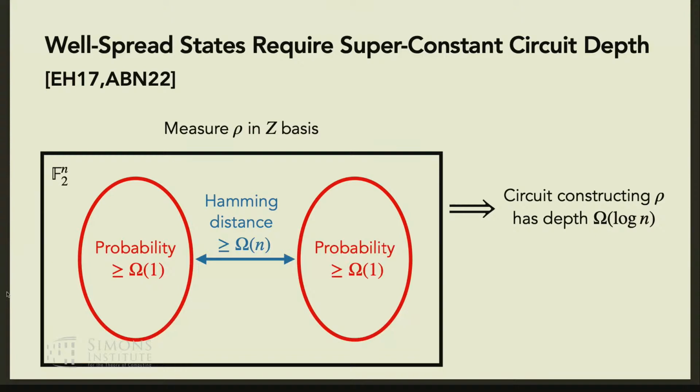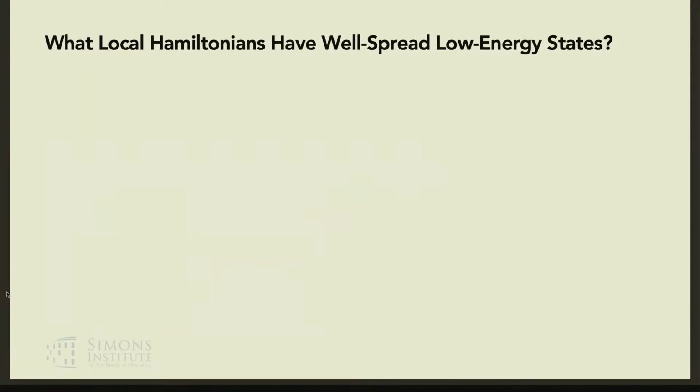And if rho has this well-spreadness property, it necessarily follows that every circuit constructing rho has depth at least logarithmic in the number of qubits, and in particular has super constant depth. So this is basically saying that well spread states rho, in the sense of their measurement distributions looking like this, necessarily require super constant circuit depth to construct. Great. So now we just need to construct a family of local Hamiltonians such that all the low energy states are well spread. That will immediately imply the circuit lower bounds we need for NLTS.